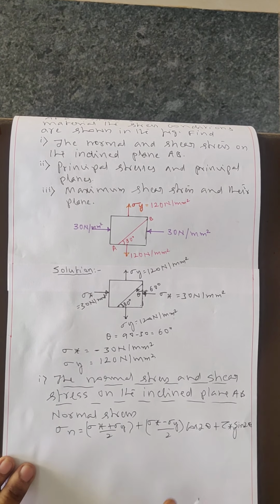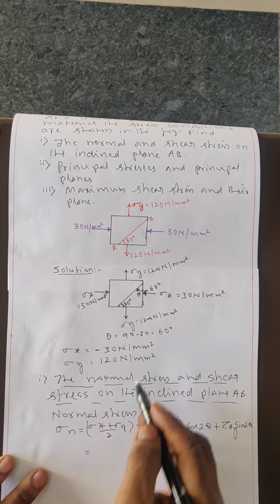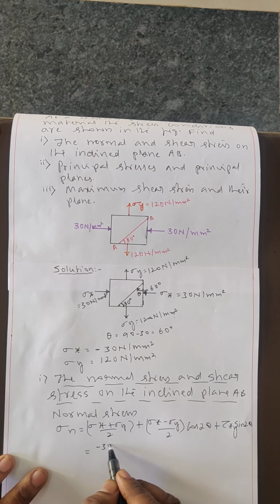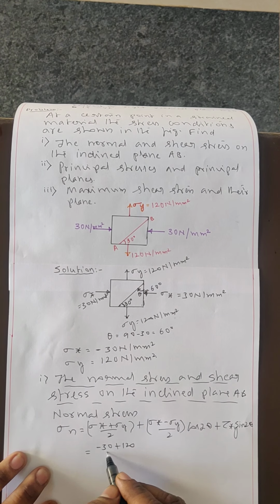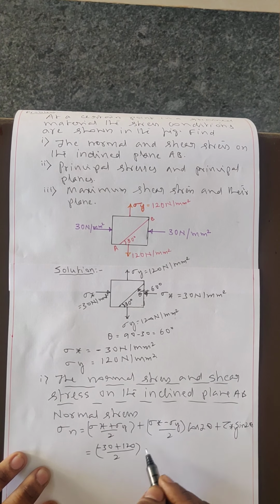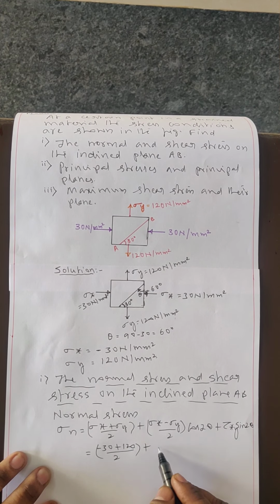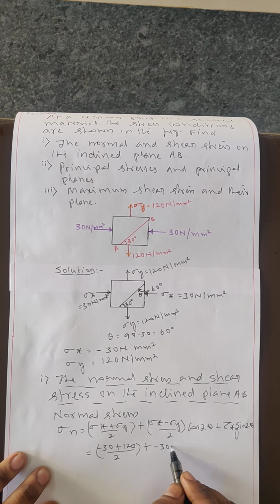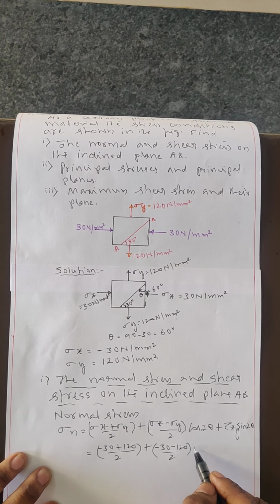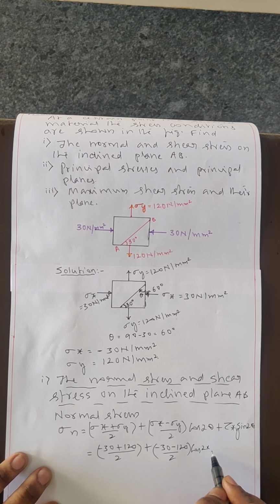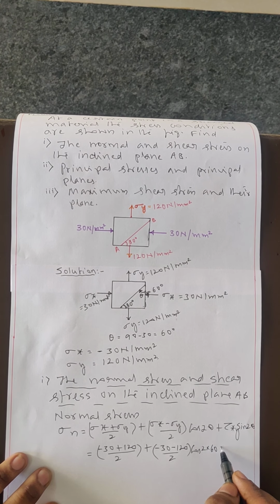Directly you can substitute and get the answer. Sigma x is here minus 30 plus 120, sigma y is 120, whole divided by 2, plus sigma x is minus 30 again minus 120, whole divided by 2, cos 2 into 60.